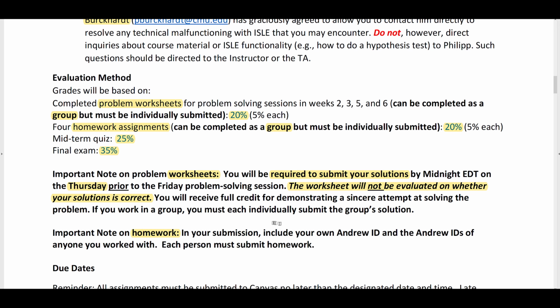If you work as part of a group, you need to include in your submission not only your own Andrew ID, but also the Andrew IDs of the other people that are part of your group. This way, if you're working with a group of one or two or three more people, it's okay for each person in that group to submit identical homework submissions, as long as we know who the people in that group are. All right?